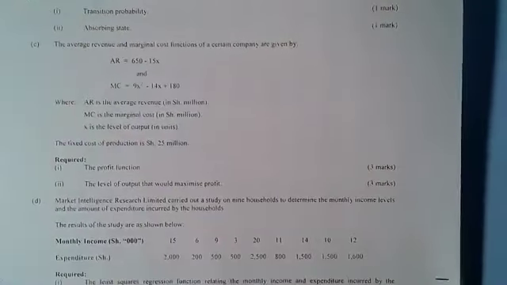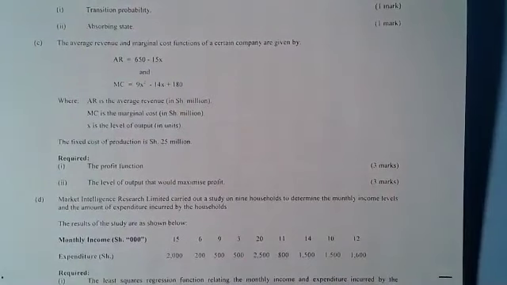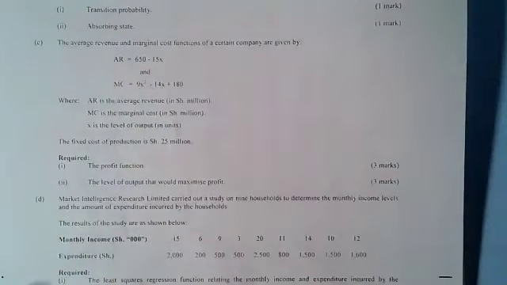Yeah, May 2017, question 1C. So you are told that the average revenue and the marginal cost of a certain company are given by, so you have the average revenue and we have the MC, marginal cost.